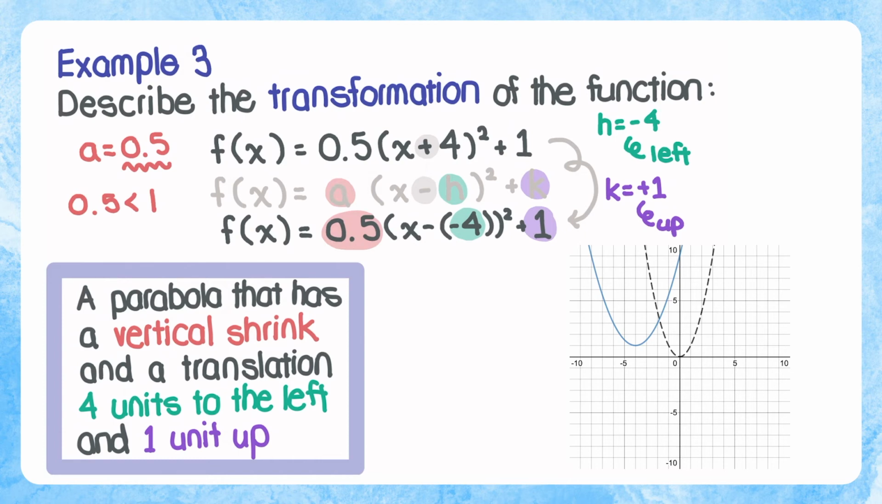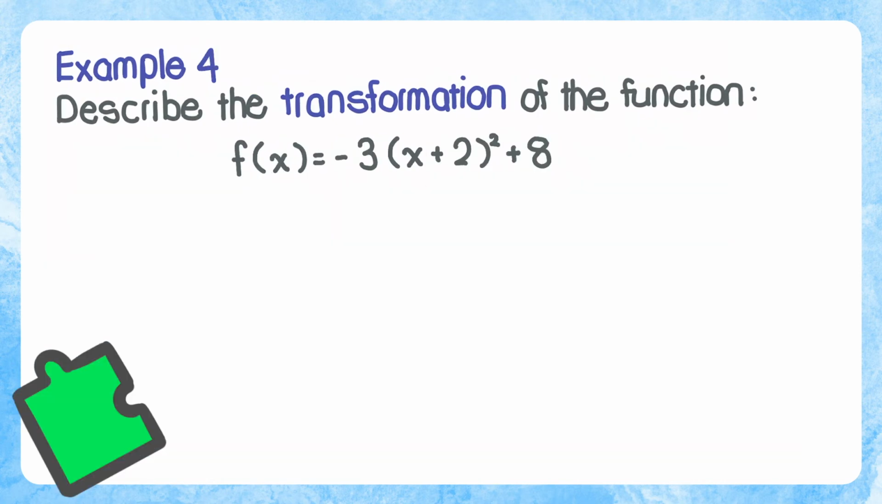Since h equals -4 and k equals +1, our vertex is at (-4, 1). Please try example 4 on Edpuzzle. Describe the transformation of f(x) = -3(x + 2)² + 8.